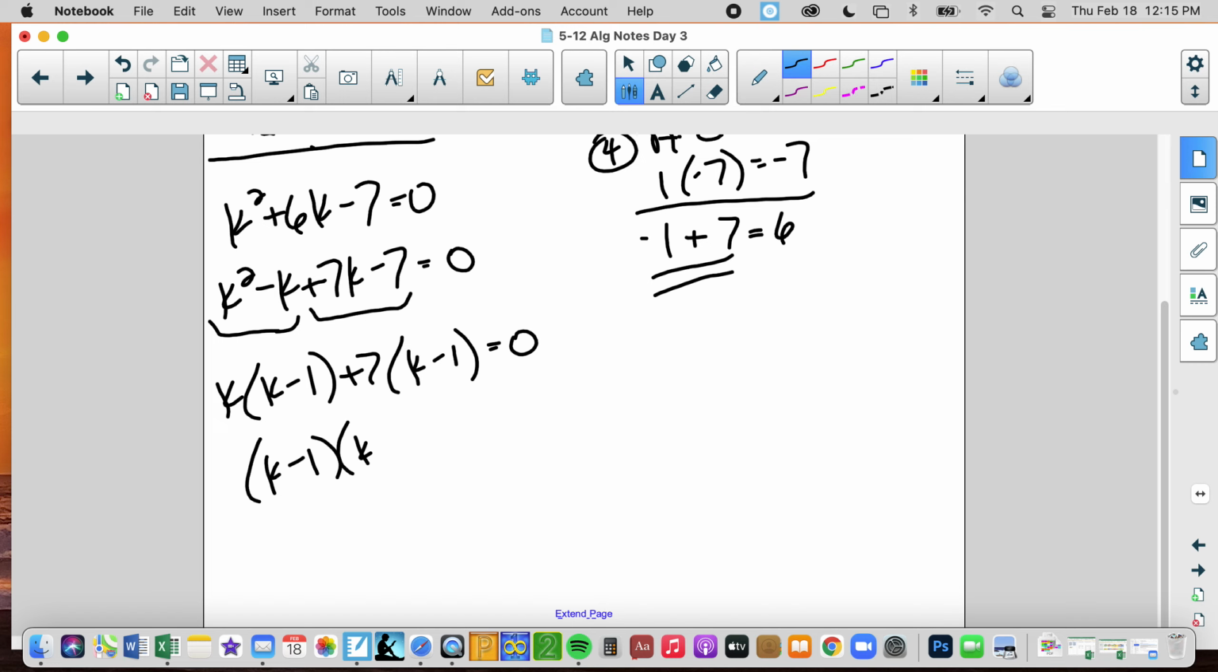Now we're going to set each one equal to 0. K minus 1 equals 0 and k plus 7 equals 0. We're going to add 1. We get k equals 1. We're going to subtract 7. You get k equals negative 7. Negative 7 and 1 are my solutions. Remember, put them in numerical order.